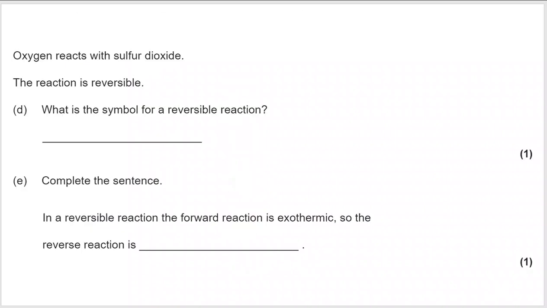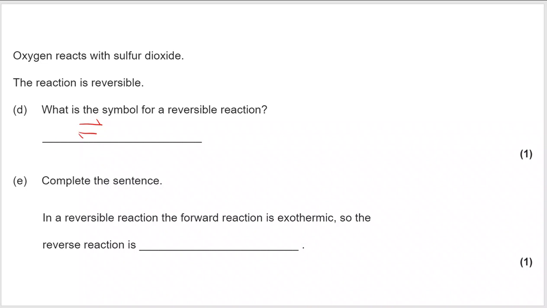On to part D, oxygen reacts with sulfur dioxide. The reaction is reversible. We need to know what the symbol is for a reversible reaction. And it's the double arrowhead or double half arrowheads. Half an arrowhead going forward, half an arrowhead going backwards.